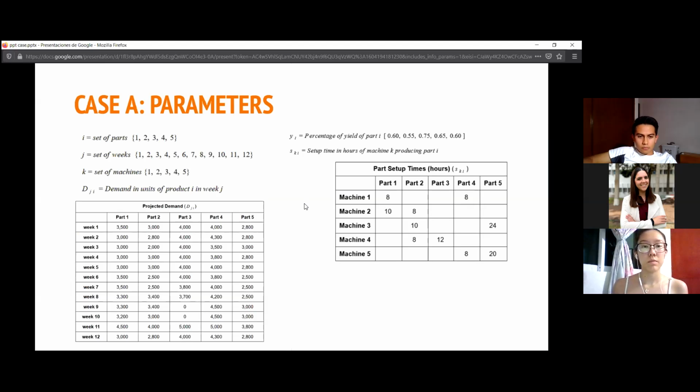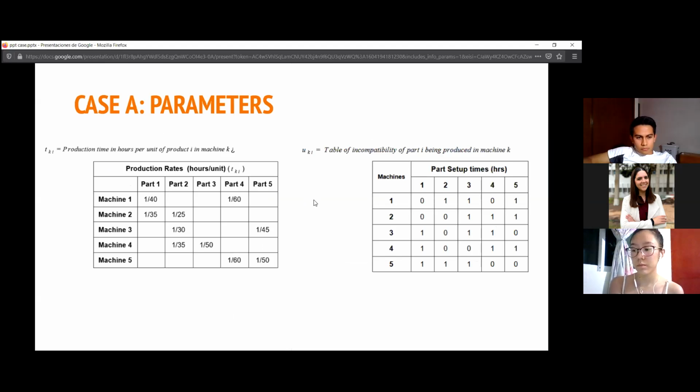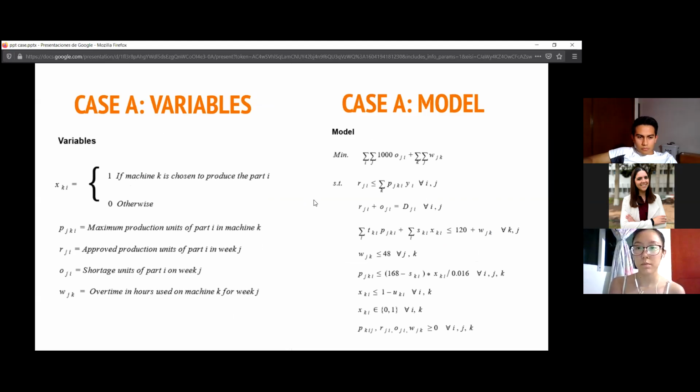For this, we have some parameters that we can see here. We have 3 sets: part, weeks, and machines. We have a demand, a yield, that is the percentage of acceptance, a setup time, a production time, and a table of incompatibility for the setup time. We have some variables: the X, if the machine is chosen or not, the P, which is the maximum production, the R, the approved production respecting the yield, the O, which is the shortage units, and the W, which is the overtime.